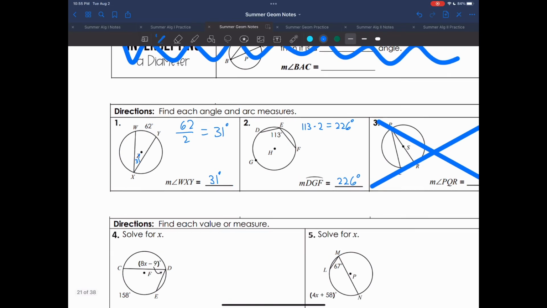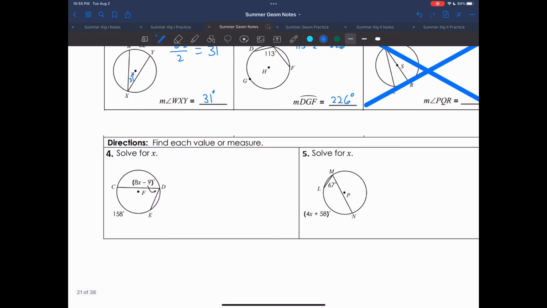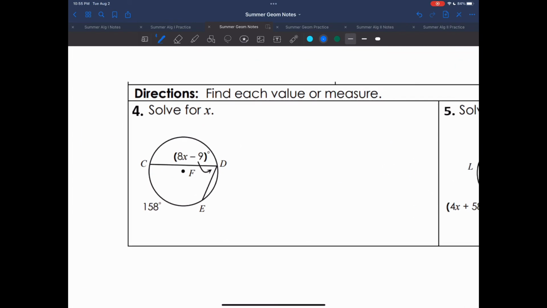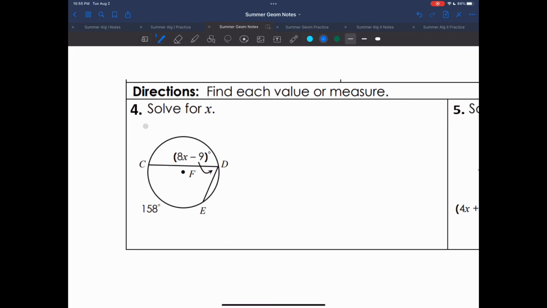Okay, so hopefully those basic ones make sense. Of course, they're not always going to stay that basic. They're going to get a little bit more challenging. Let's take a look at number 4. I only gave you 2 of them. All it wants you to do is solve for x.